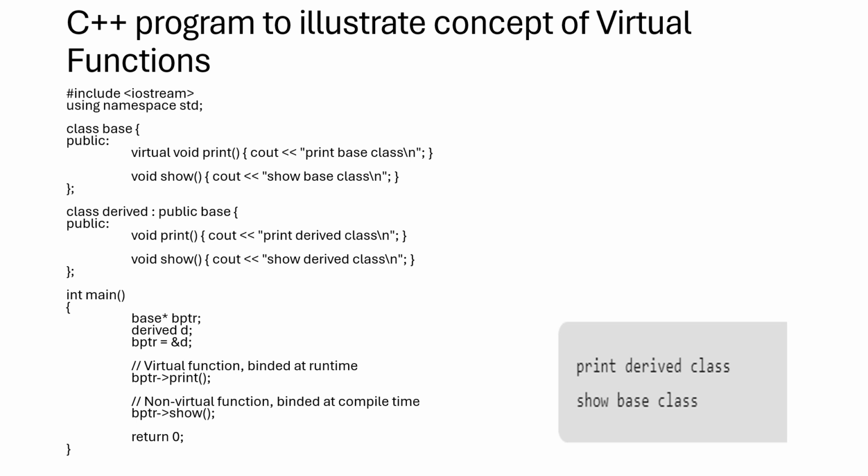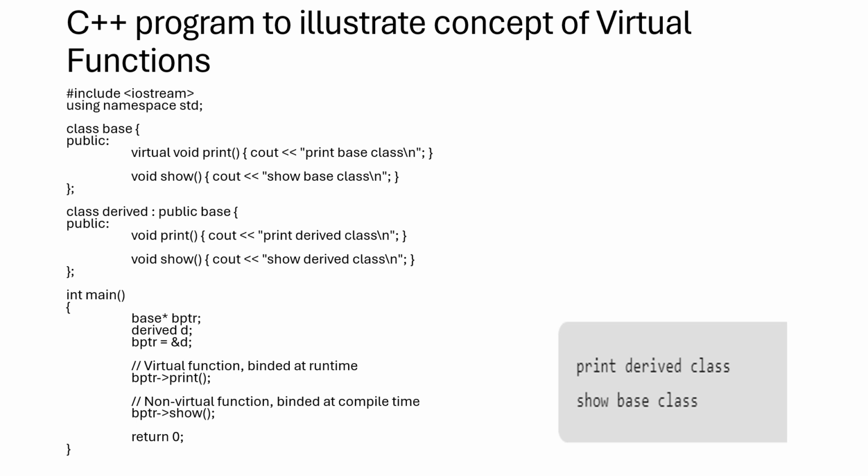Then class Derived : public Base. From the base class we are deriving another class named Derived. Here also we are using the same function name, void print. Already in the base class we assigned it as virtual void print, so if we write void print here, it does not overload. Here we print derived class, and similarly in void show we print derived.